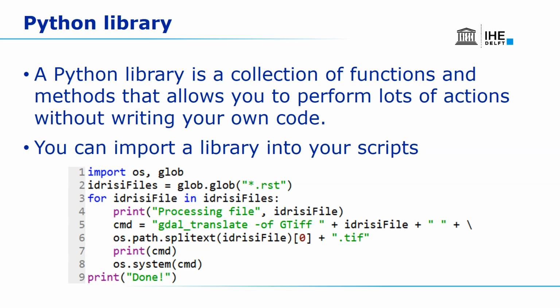Yes, you'll recognize it. It is exactly the same that we did in batch processing on the first day, where we used a command line batch script. But this is how it goes in Python. So we import two libraries, the OS, operating system library, and glob, which we need to search for a certain pattern in our files. And then in line 2 we see a variable Idrisi files equals glob.glob, which is glob from the glob library. And it has to look for all the files which end on .rst, so that's the file extension. Then we enter a loop.